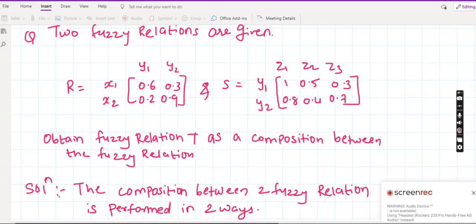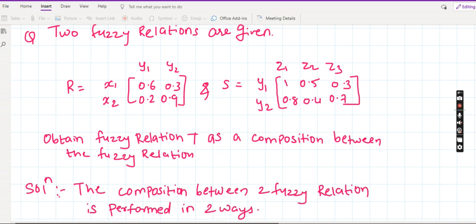The video on numericals on artificial neural network and fuzzy logic. So the next numerical is: two fuzzy relations are given to you. R gives the relation between x1 and y1, x2 and y2, and S gives the relation between y and z. You have to obtain a fuzzy relation T as a composition between the two fuzzy relations.